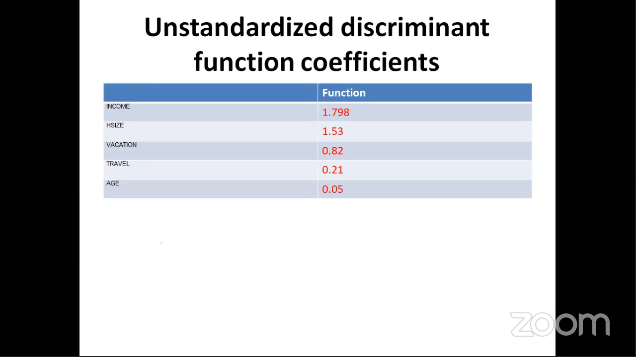Now we'll see the role of the unstandardized discriminant function coefficient. Again, I would like to know from you what is the interpretation, what is the meaning of this unstandardized discriminant coefficient, because we have already discussed it 3-4 times for multiple regression analysis and discriminant analysis. Can anyone tell me, for what purpose do we use it?